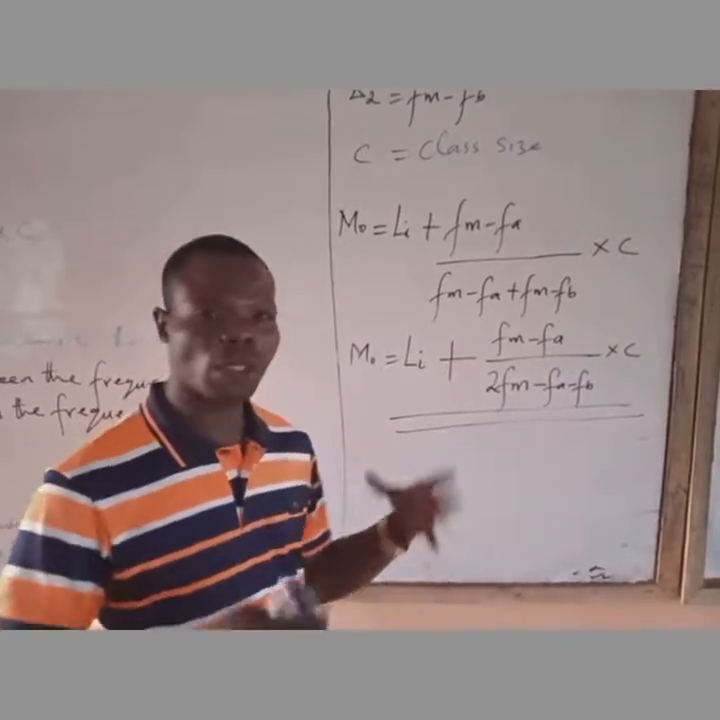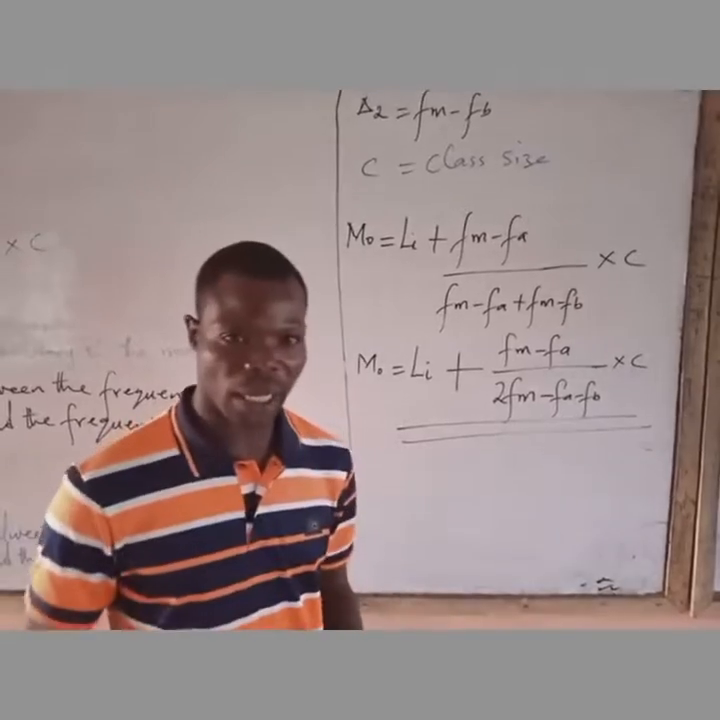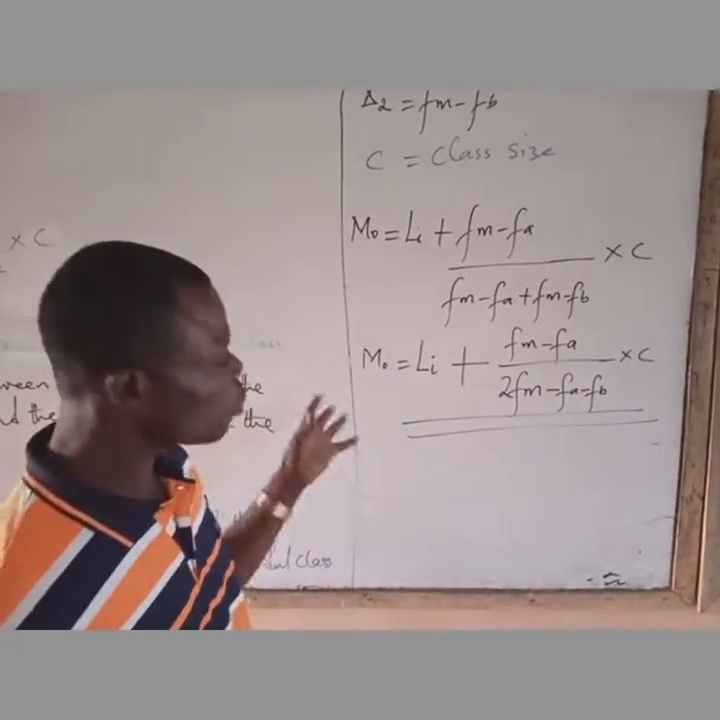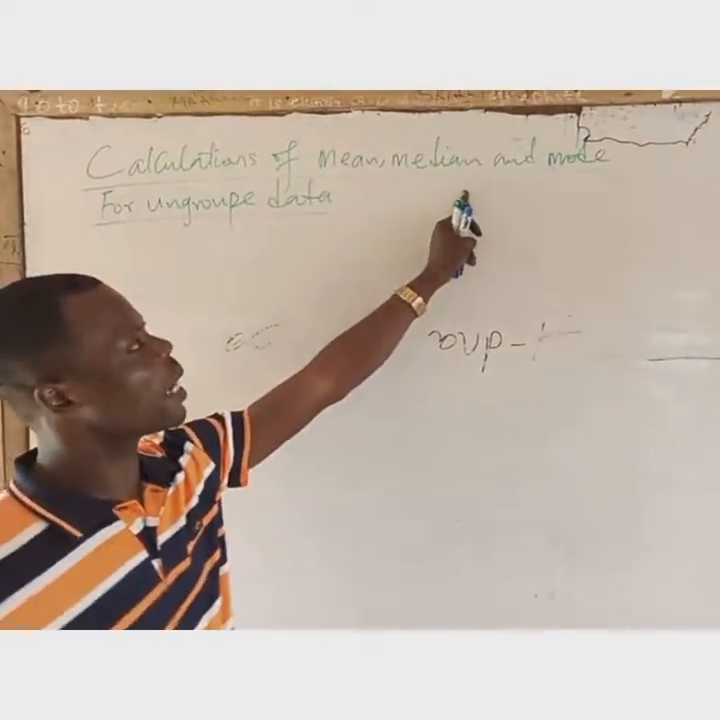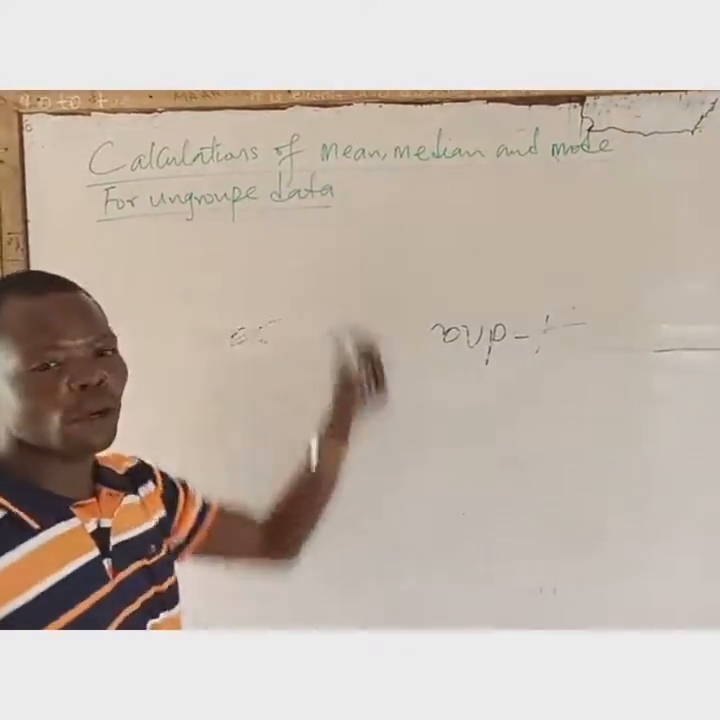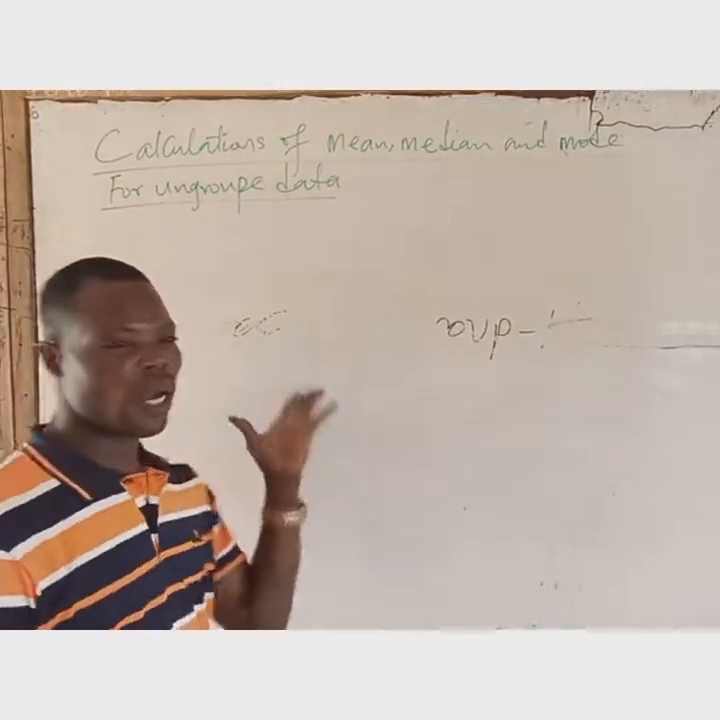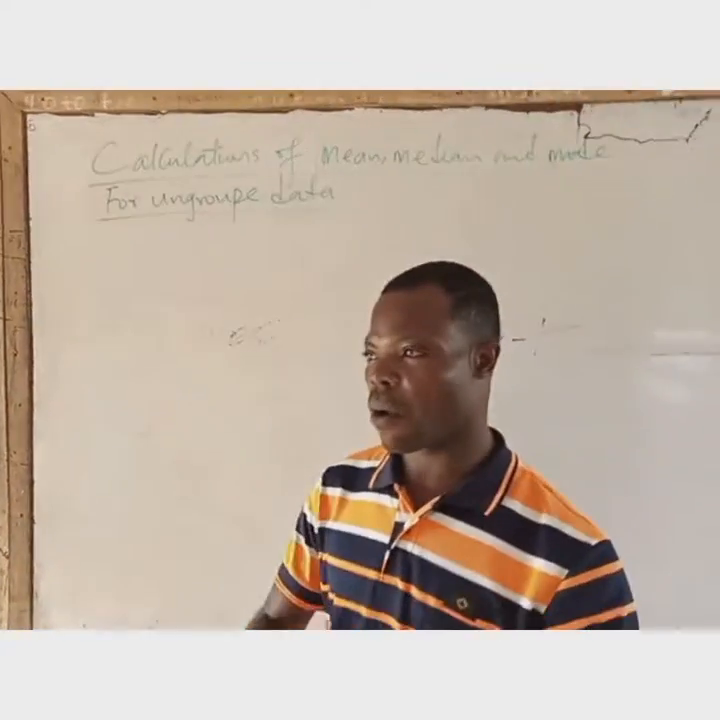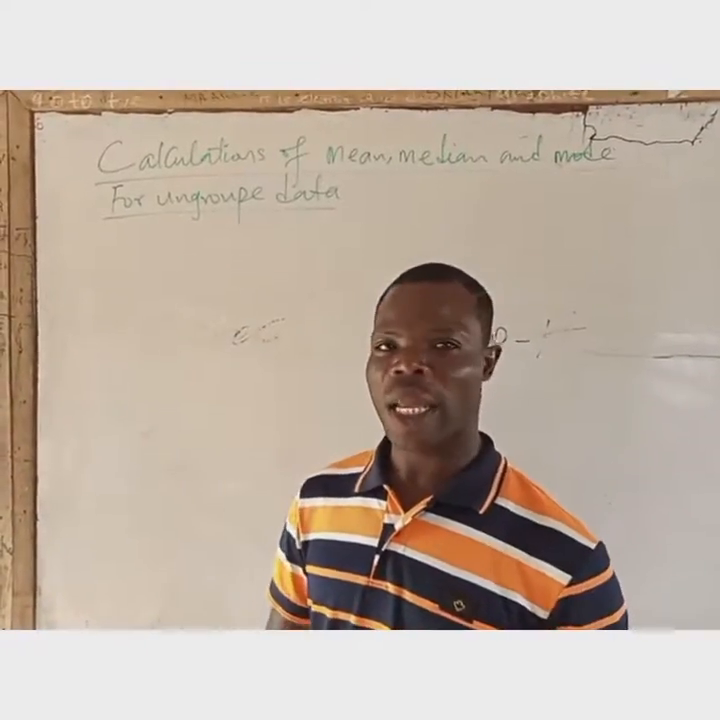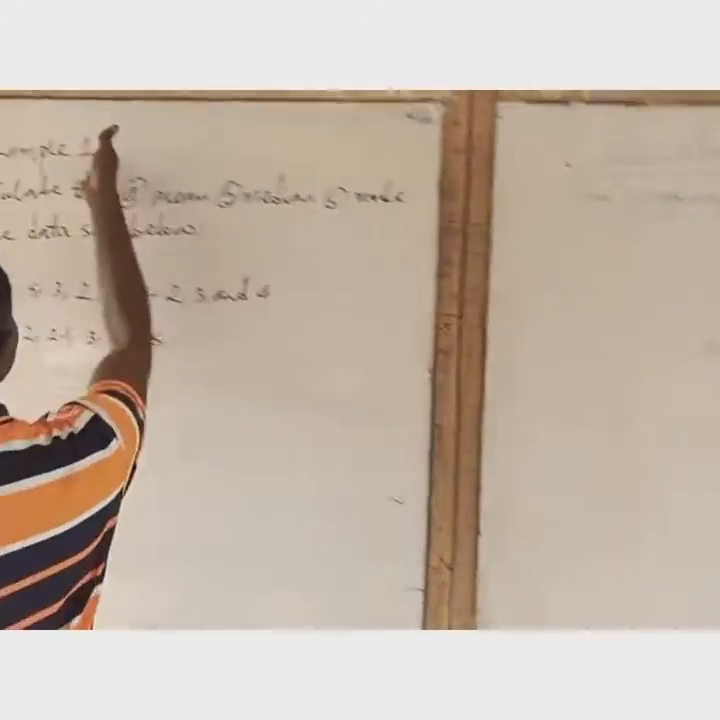How can we use these tools to calculate data? That is the next thing we want to look at now. Calculations of mean, median, and mode for ungrouped data. Like we said, we can calculate the mean, mode, and median for ungrouped data. Let's look at an example. Example 1.